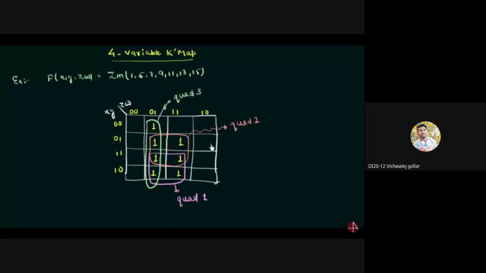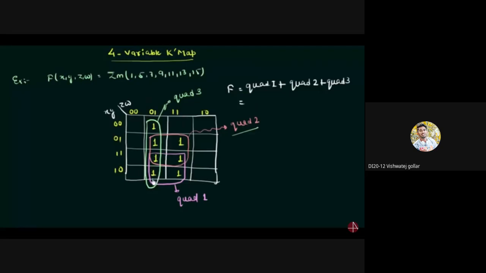So actually in this example we have 3 quads of 1, not pairs, and we can write the function f now. It is equal to quad 1 plus quad 2, this is OR, quad 3.